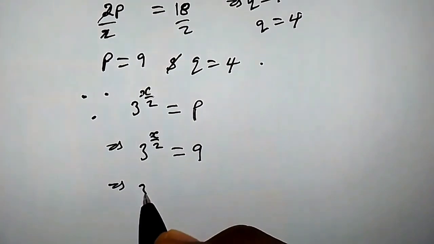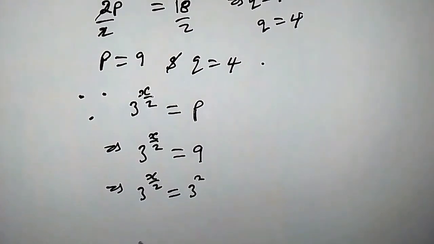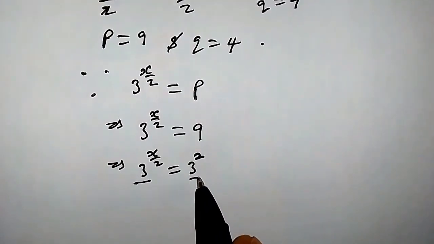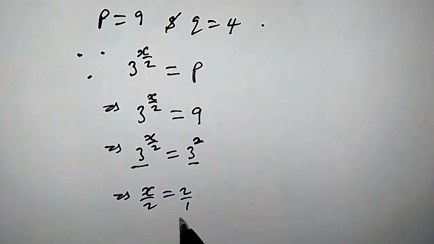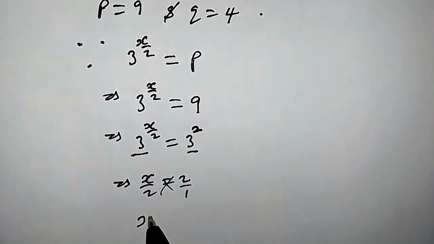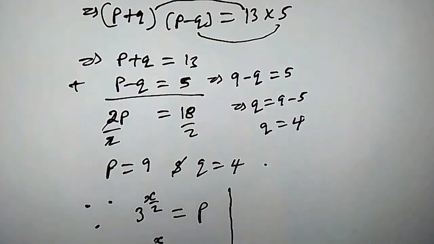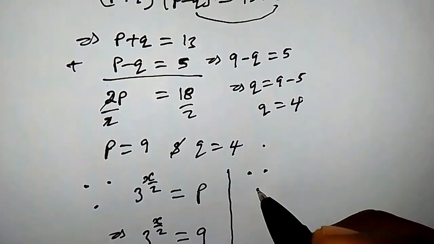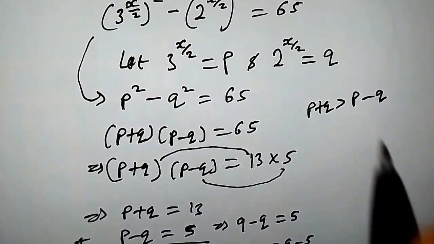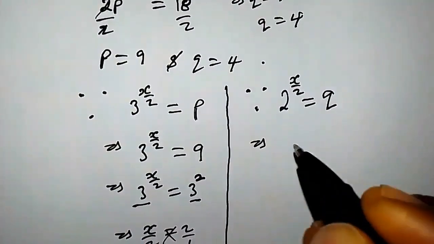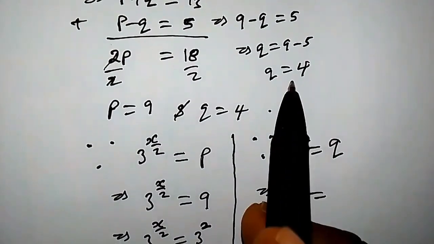So we can write this as 3 raised to power x over 2 is equal to 9, which is the same thing as 3 squared. Since the base happens to be equal, this implies that x over 2 is equal to 2. When we cross multiply, we're going to have x equal to 4. Now let's check for q also. Since 2 raised to power x over 2 is equal to q, from this assumption that we have here, this implies that 2 raised to power x over 2 is equal to, what is the value of q that we obtained? That is 4.